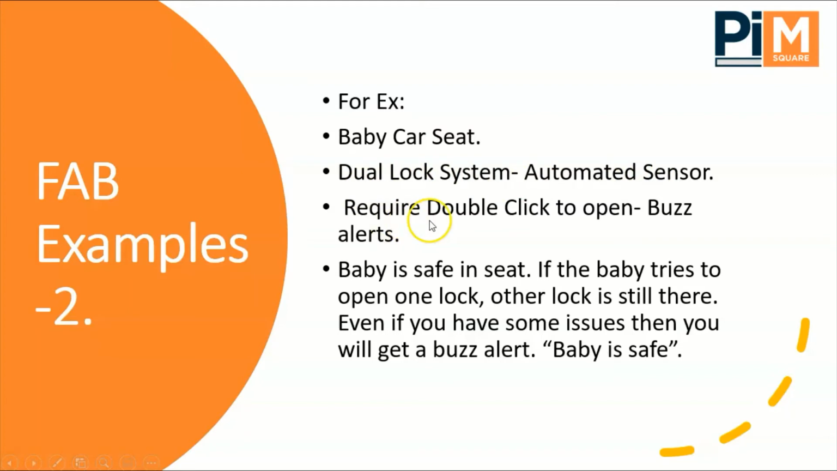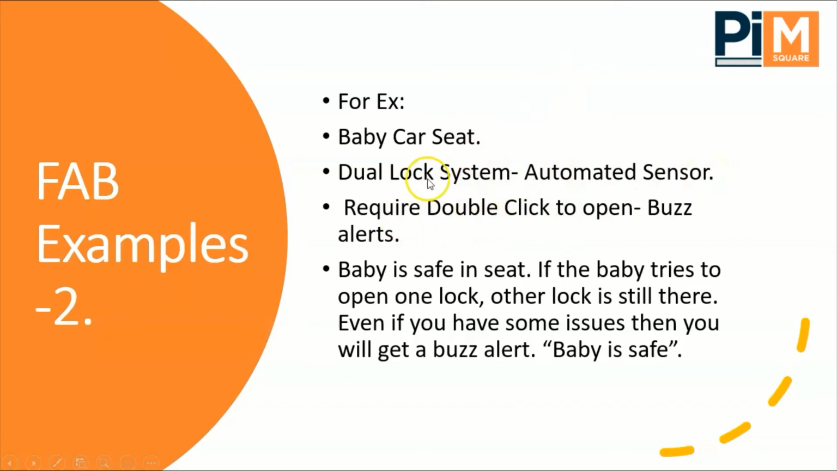So what is the advantage of having a dual lock system? It requires a double click to open. It is not that if one side is open, then the baby can slip out of it. The baby has to open both the locks by clicking both the locks, then it will come out of the car seat. Or else, if these things are happening, even after that there will be a buzz alert because you have an automated sensor attached to it.